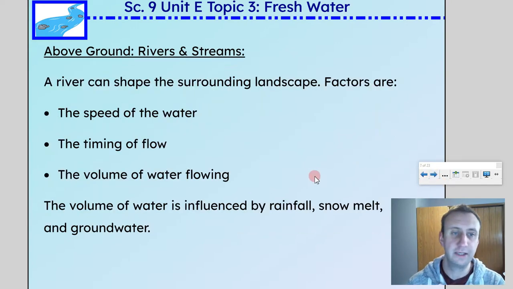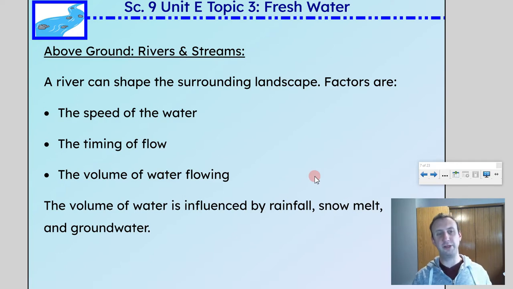All right, above ground, also rivers and streams. A river can shape the surrounding landscape. We already talked a little bit about this, but factors that influence how much it can shape the landscape would be things like speed of the water. Faster water is, of course, going to have faster erosion and faster effects than slower water. The timing of flow: is it just for a short period of time? Is it all year? When does it happen?